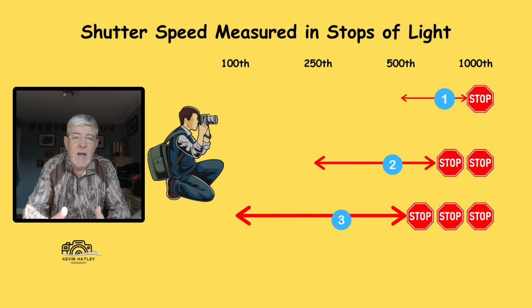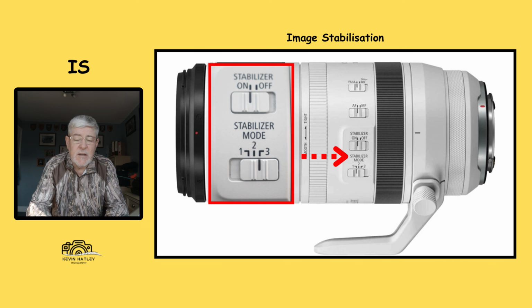If you engage the IS on your camera or lens, you're effectively lengthening your allowable handheld shutter speed by the number of stops that the image stabilization states it will compensate for. For example, 2 stops of IS means you can shoot at shutter speeds that are 2 stops or more slower. The IS switches on your lens, basically you have an on-off, so obviously you need to put it to on to switch the image stabilization on.